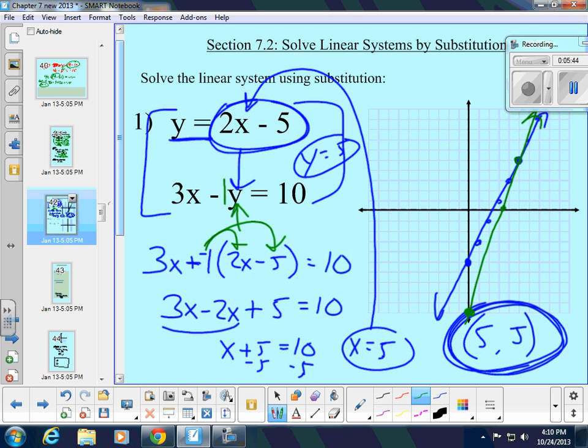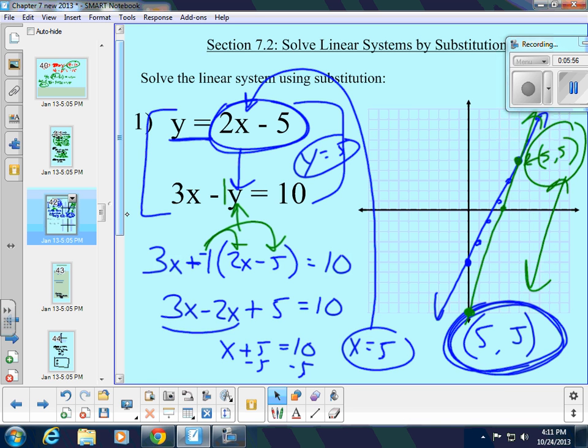That those lines are, yep, still going to cross at about the point 5, 5. So I still did a pretty good job. And again, that should make sense when I substituted. Right? When I did substitution, I came up with the same answer. So that should always happen. Whether you graph a linear system or you solve a linear system, you should still get that same point wherever they cross. In this case, 5, 5.